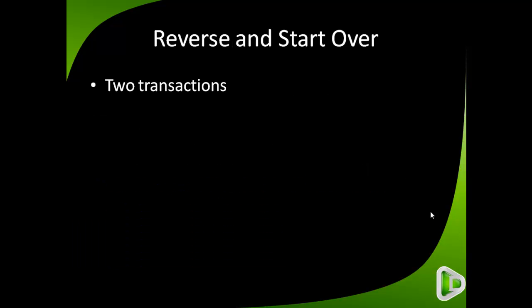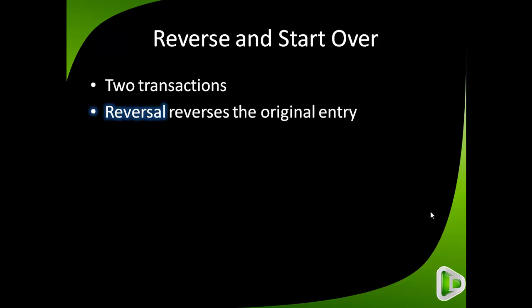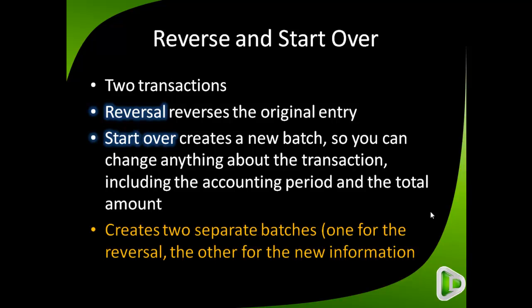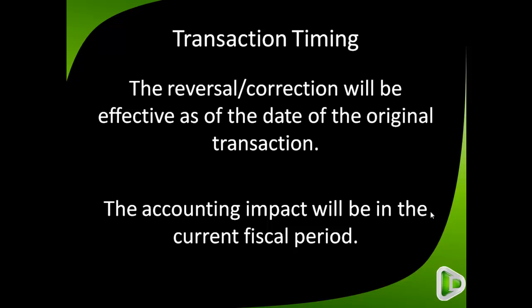Finally, a reverse and start over. This creates 2 separate transactions, 2 separate batches actually. The reversal reverses the original entry, and start over creates a new batch so that you can change anything about the transaction, including the accounting period and the total amount. And as I said, this creates 2 separate batches, one for the reversal and the other for the new information.